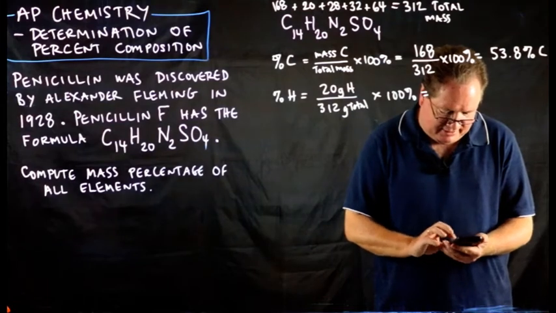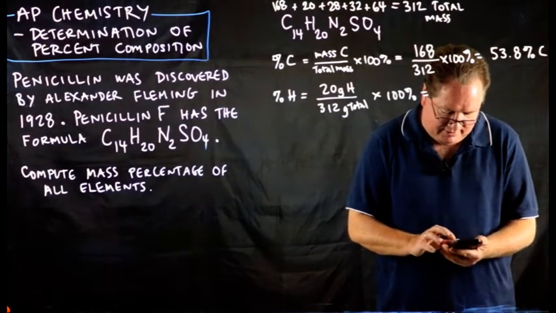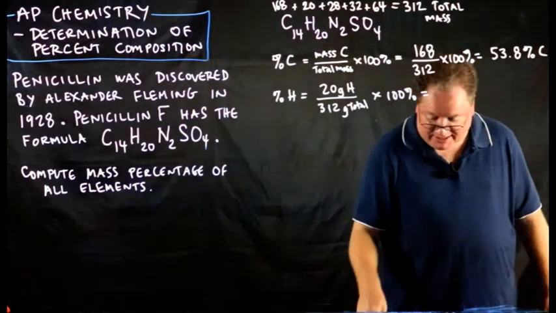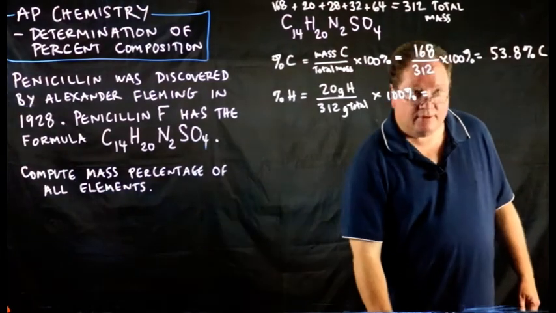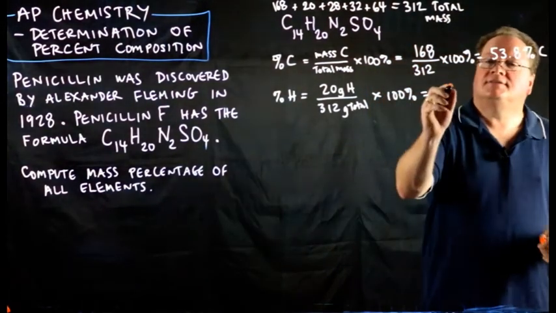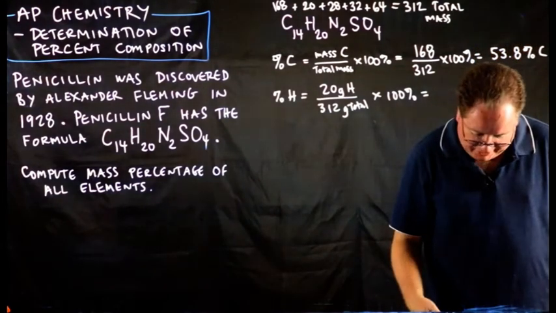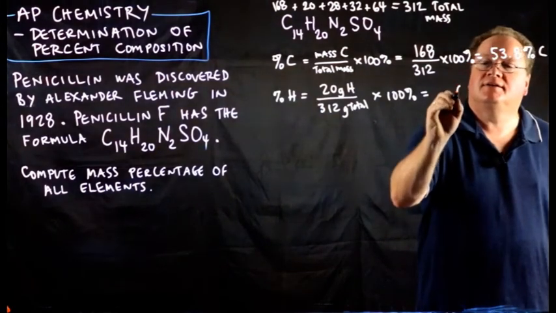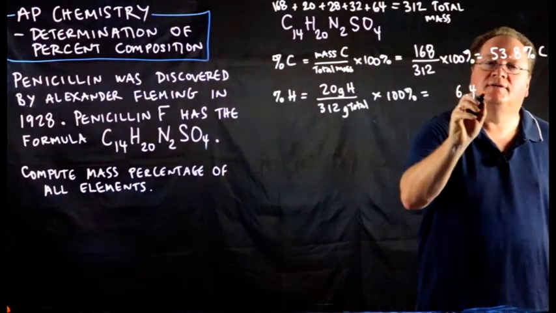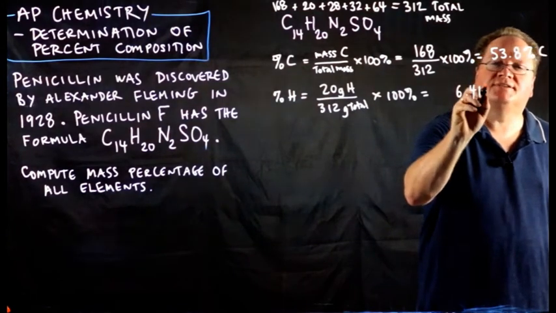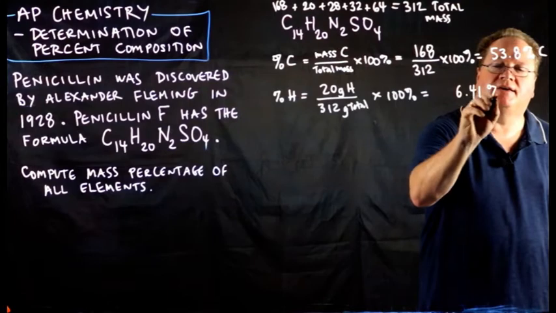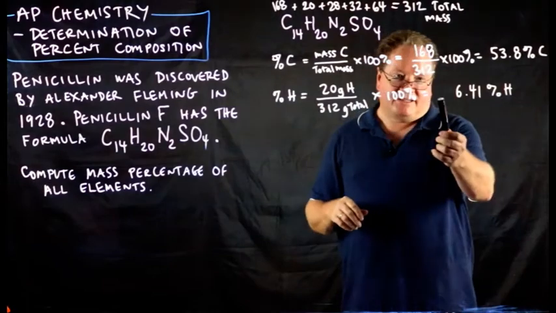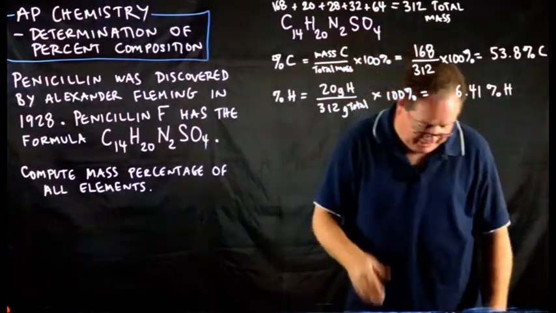Let me double check that. I get 0.0641. So if I multiply that by 100%, that's going to be 6.41. I'm going to stick with 3 sig figs on all of this, so I may have an extra decimal here, but that's okay. And this is going to be hydrogen. All right, so by mass, 6.41% of this compound is made up of hydrogen.